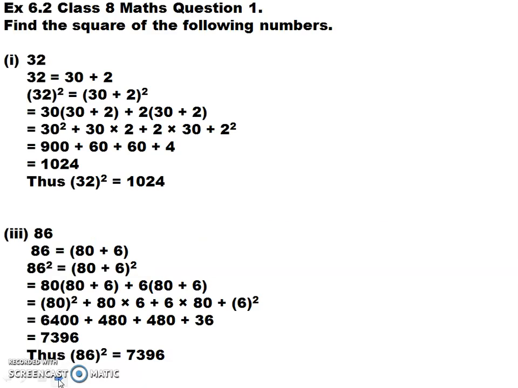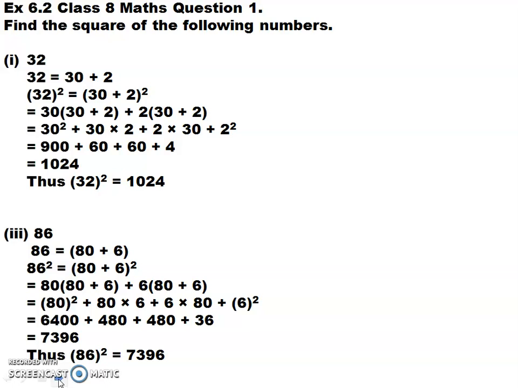Exercise 6.2, class 8, maths question 1. Find the square of the following numbers. First one, 32. How can you split 32? You can split 32 as the sum of two numbers, 30 plus 2. Students, I am taking 30 because it is easy for you to calculate the square of 30. That is, the numbers which end with 0 are easy to calculate the squares.